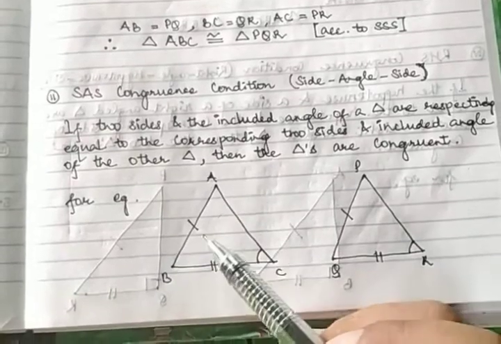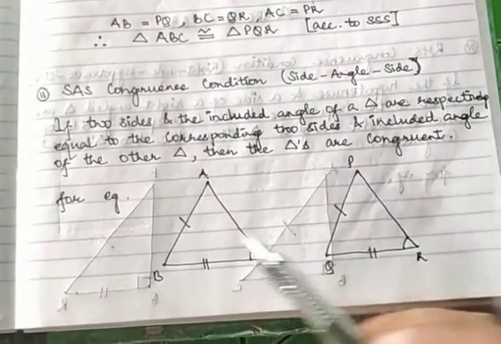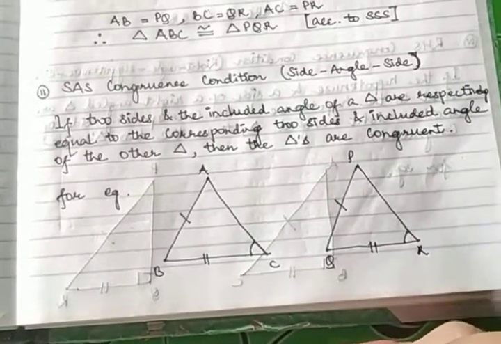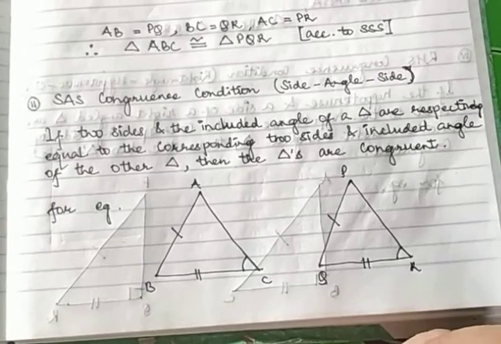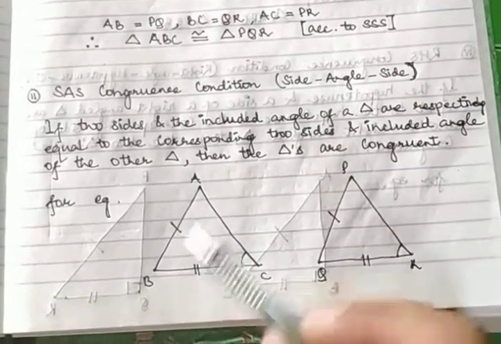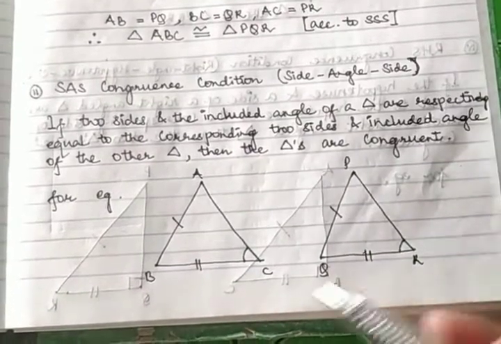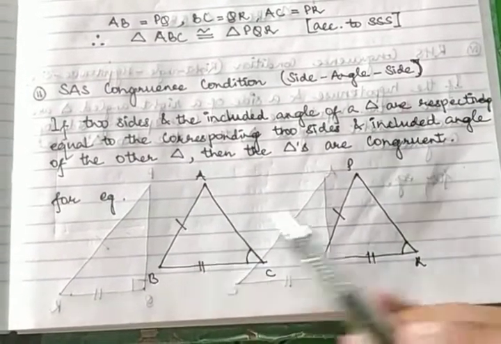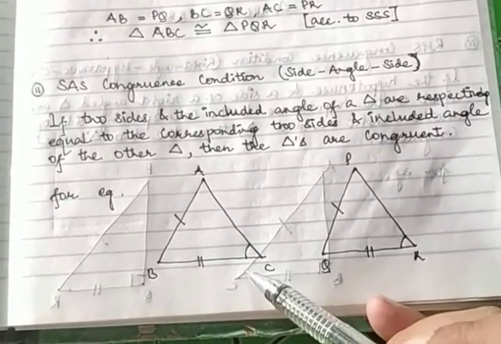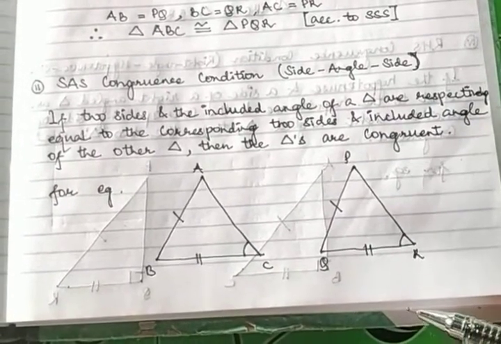When you are comparing two triangles, and what you figure out is that two sides were equal, and one of the angles was equal, at that time you can simply say those two triangles are congruent. For example, here I have drawn triangle ABC and triangle PQR. I have given side AB is equal to PQ, and side BC is equal to QR, and angle C equals angle R.